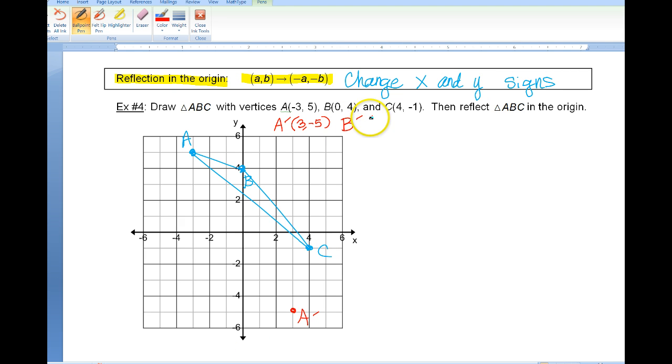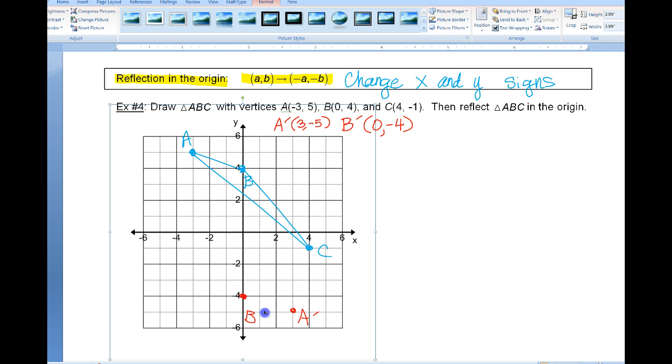0 is right on the line, so 0 stays 0. So B just becomes 0, -4. Okay. And then what's C prime? C prime becomes -4, +1. Good. So -4, +1. Here's C prime. And then go ahead and connect them to draw the triangle.